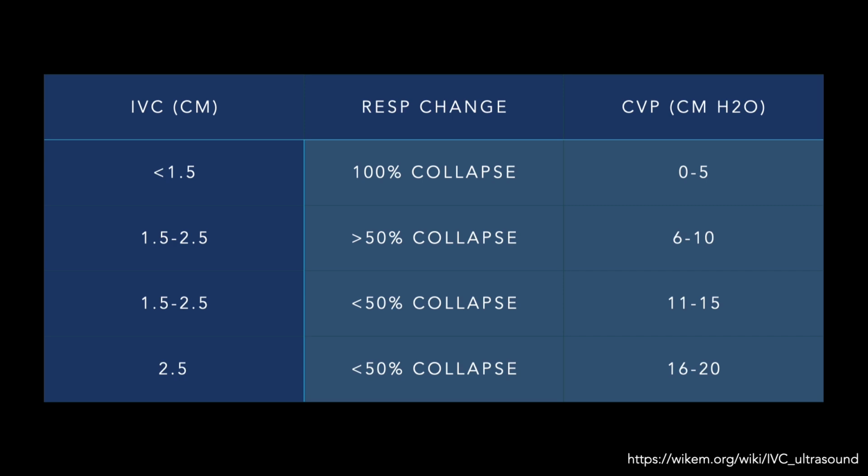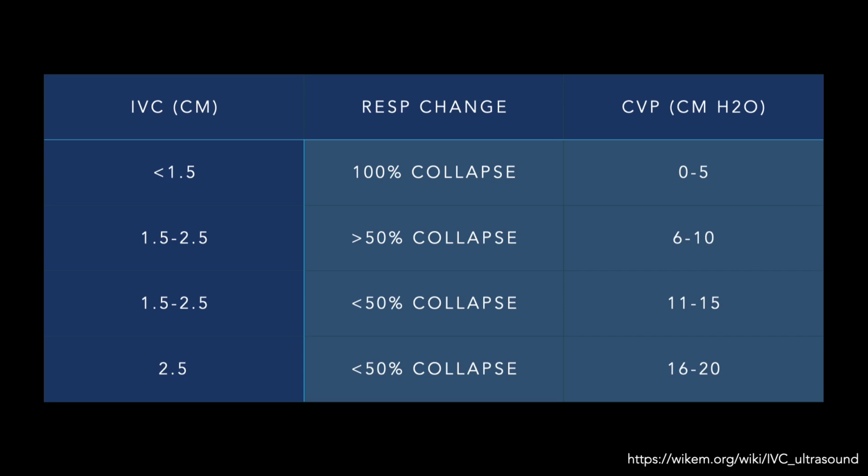So if the IVC size is really flat and there's a lot of collapsibility, in fact, it's 100% collapse, it correlates with a CVP that's very low. If it's a plethoric IVC with no collapse, that corresponds with a high CVP, and there's some gradation in between where you can kind of estimate your right atrial pressure.